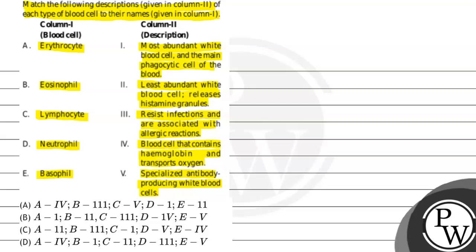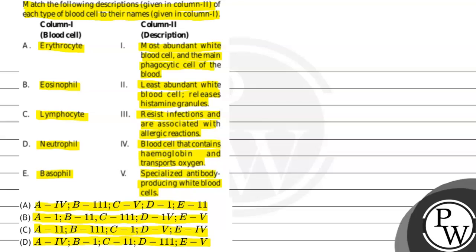So option 1 is A is 4, B is 3, C is 5, D is 1 and E is 2. Option 2 is A is 1, B is 2, C is 3, D is 4 and E is 5. Option 3 is A is 2, B is 3, C is 1, D is 5 and E is 4. And the last option is A is 4, B is 1, C is 2, D is 3 and E is 5.